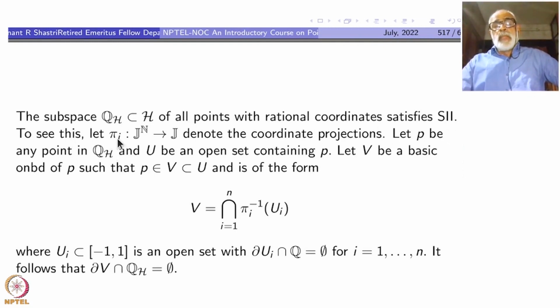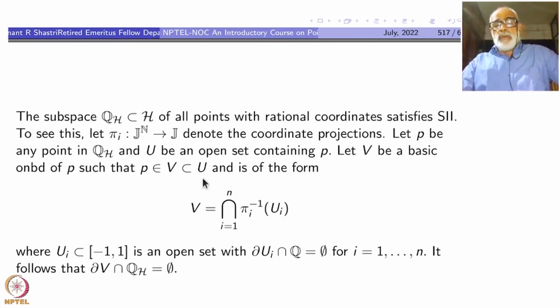To see this, let pi_i be the ith projection map, the coordinate projection. Let P be any point in QH. Remember, QH is again all the coordinates of the points here will be rational. Okay, take any point in QH. Take an open subset U containing P. Let V be a basic open set containing P, that's the open neighborhood, such that P belongs to V contained inside U. After all, every open set will be containing a basic neighborhood around that point.